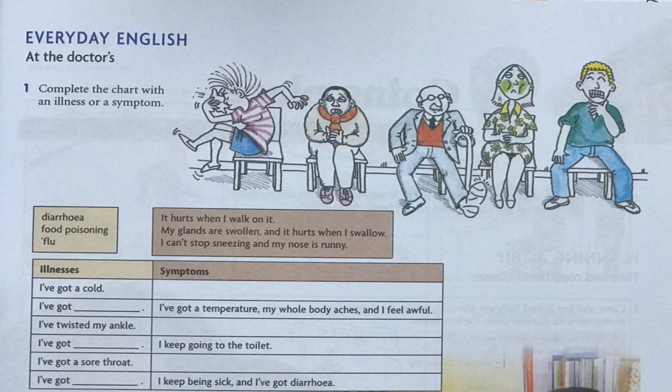The last activity is to use everyday English medical terms of the doctors. Here we have a table with illnesses on the left and symptoms on the right. In the table we have blanks. These blanks are to be filled with the phrases in the two boxes above the table.